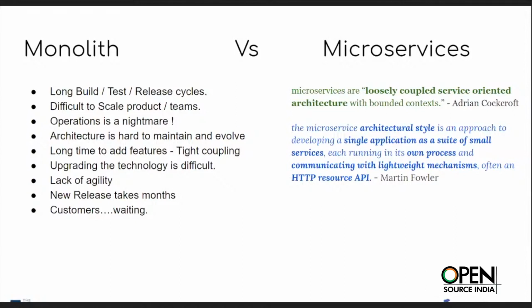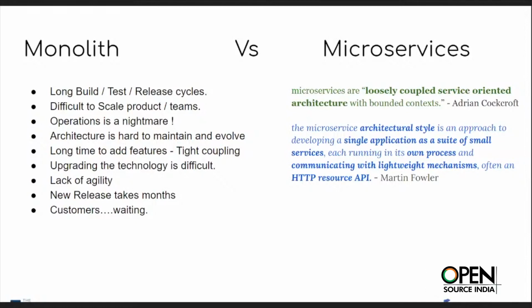So all of this leads to a delay in product delivery, and the customers are kept waiting for quite some time, which is not really a good space. So to solve these challenges, folks from the industry put their brains together and came up with something called microservices. Microservices, as per Adrian from Netflix, is a loosely coupled service-oriented architecture within bounded contexts.